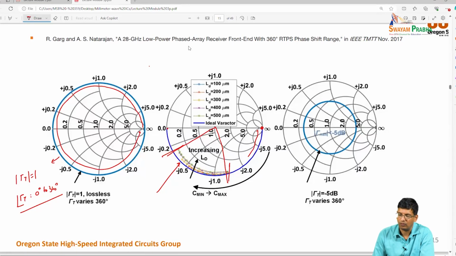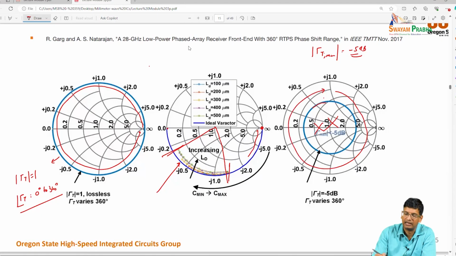So one way to think about it is that I want to synthesize loads, the terminations, where let's say I decide that I'm okay with 5 dB loss, right? So I've decided that gamma t min is minus 5 dB, right? I'm willing to accept that much loss. So I can draw this circle on the Smith chart and decide that my load should never be inside this region, right? But I should try to see if I can vary my load in this region of the Smith chart. Can I synthesize all these loads over there, right?